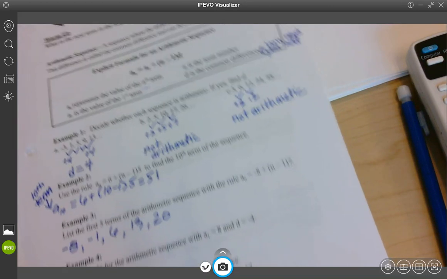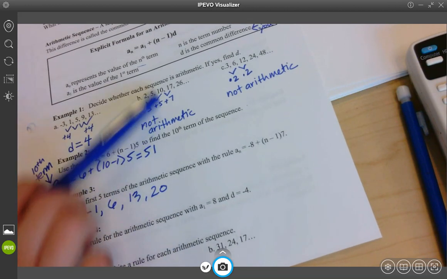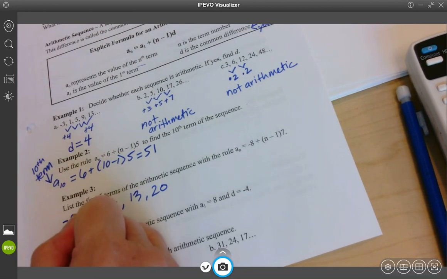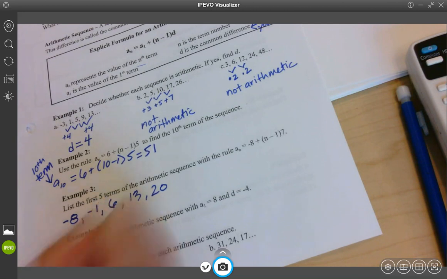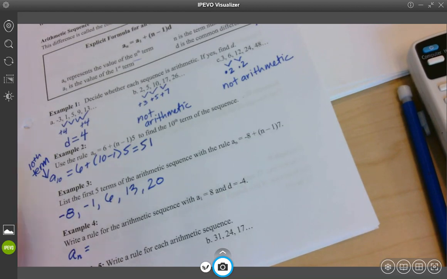All right. Has anybody already done example 4? I want you to try example 4. And all you need to do is look up here and say, okay, what do I need to substitute in? Remember that your rule is going to start with a sub n. Okay? And then after that, see if you can do example 5. Let's see how you did.